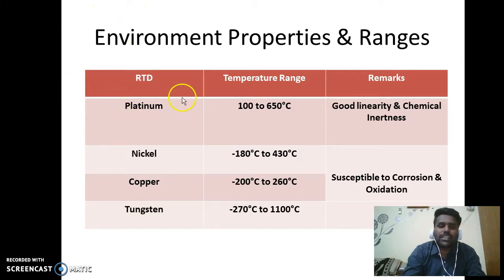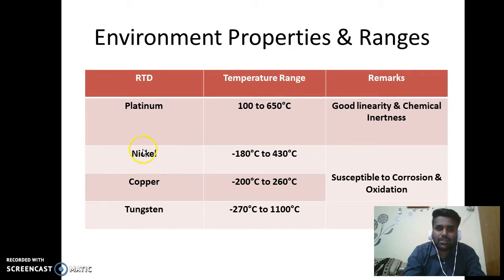Here, platinum is a metal used to manufacture RTDs. So here I described the properties and operating ranges. Platinum is good in linearity up to some extent, and it is chemically inert. The operating range of its temperature is minus 100 to 650 degrees Celsius.